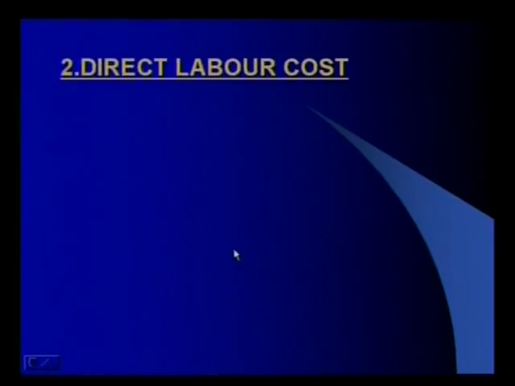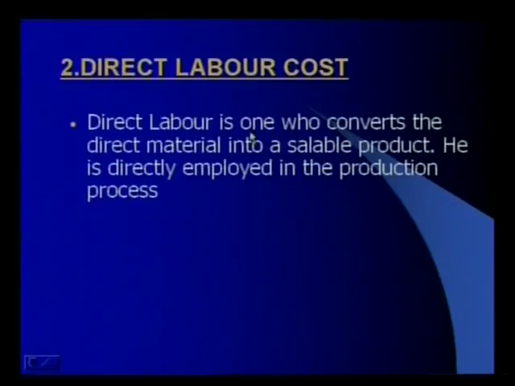Okay. So, we will go to the direct labor cost. We will see what is the direct labor cost. We already discussed direct labor is one who converts the direct material into the saleable product. He is directly employed in any production process. That means the direct labor is a person, say employees of different organizations. Say take any production engineering process where different people, workers of different cadres, are in charge of converting the raw material into final product.